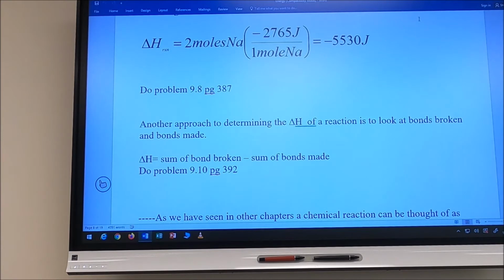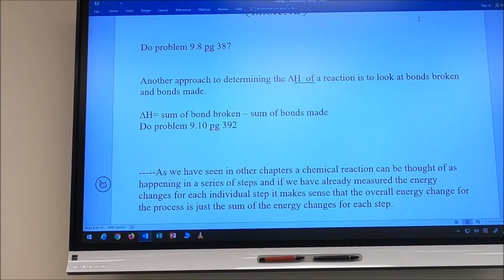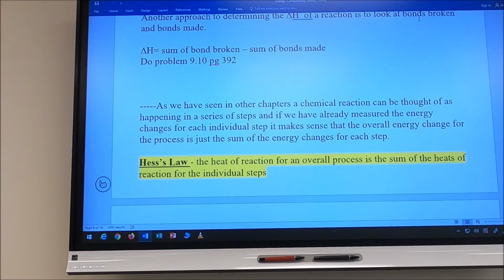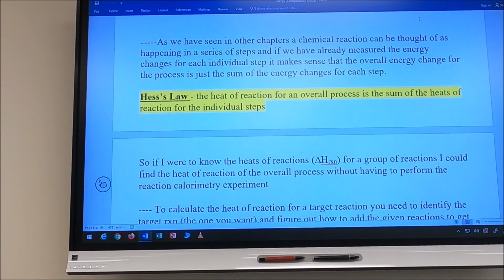So if we wanted to get the delta H of a reaction, we could sum up the energy of the bonds broken minus the sum of the energies of the bonds made. I'm not going to worry about that too much. You guys can look at problem 9.10, but don't concentrate on it, okay? All right, now we're up to Hess's law.